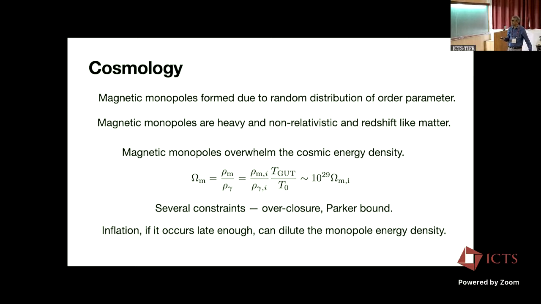But there are several other constraints as well. So there's overclosure, so this being less than 1 or something would be a constraint. But there are also other constraints like the Parker bound, and I'll discuss that in a minute. And as I said, inflation, if it occurs late enough, can dilute the monopole energy density.